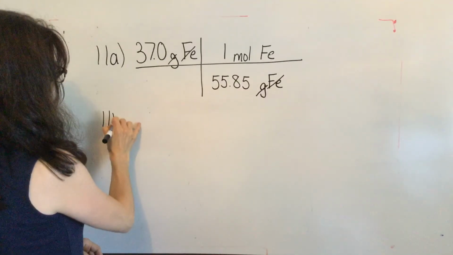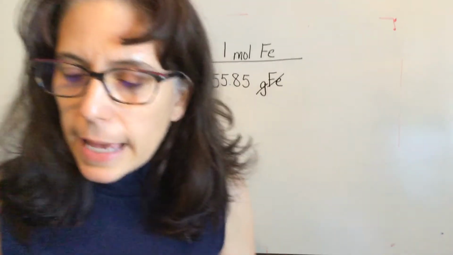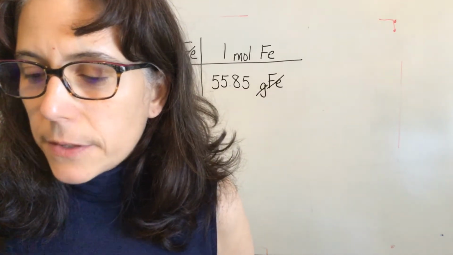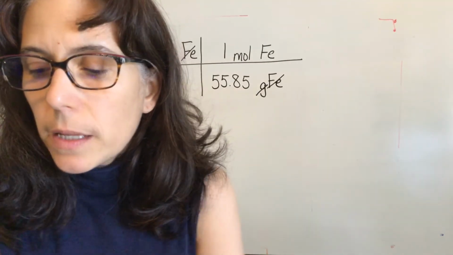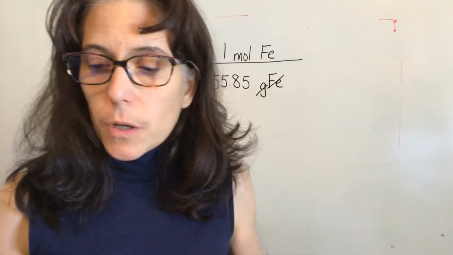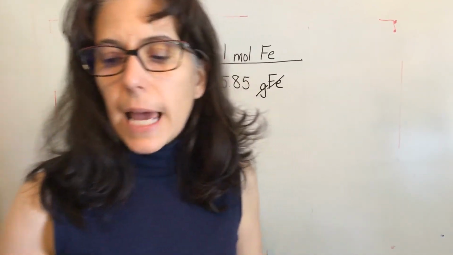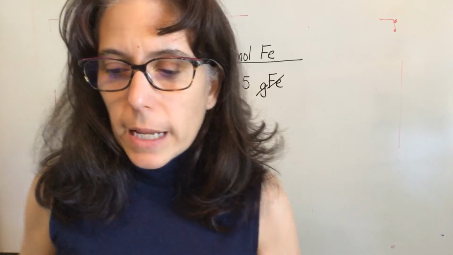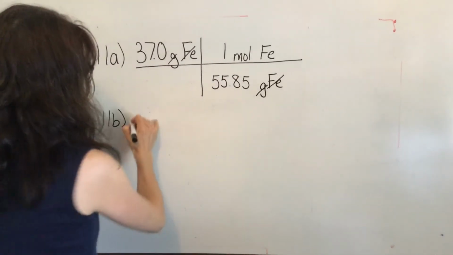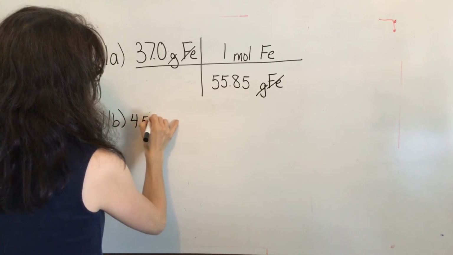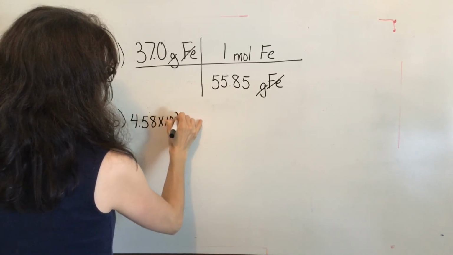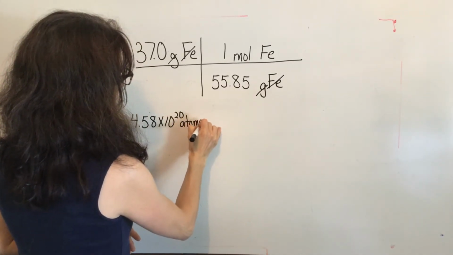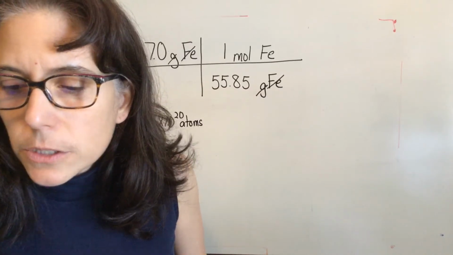11B says, how many moles of krypton are in 4.58 times 10 to the 20 atoms of krypton? Well, it's asking atoms to moles. It's asking for a quantity of just the tiny little atoms. So that's our clue that we need Avogadro's number. So start with writing down what it gives us, 4.58 times 10 to the 20. All right, we want to write our type of quantity, atoms. All right, and it's atoms of krypton.